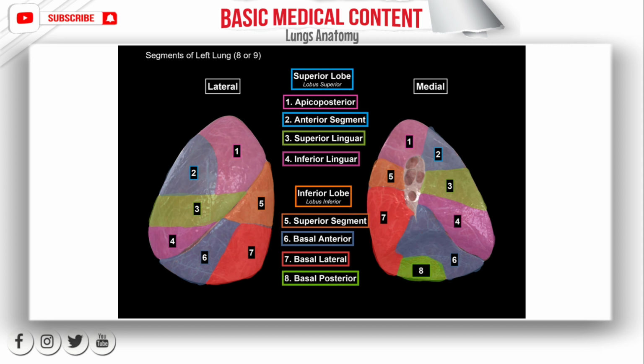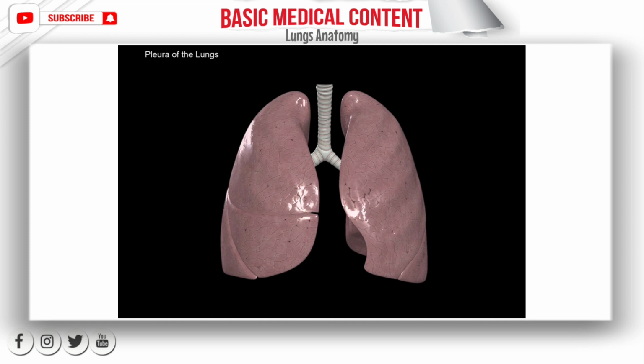In some people, the basal anterior is divided into the basal anterior and the basal medial segments, adding a total of 9 segments. So that was it for the anatomy of the lungs. Now let's do the pleura.